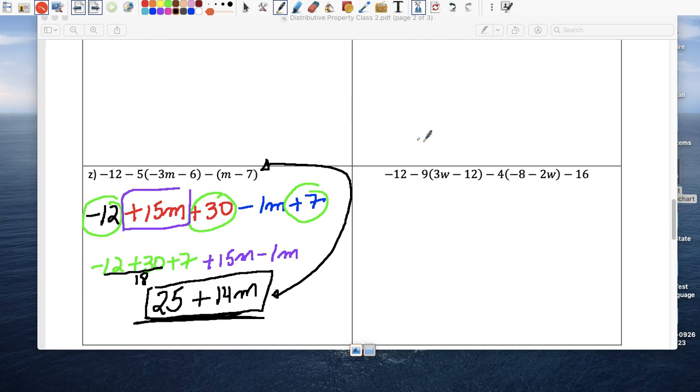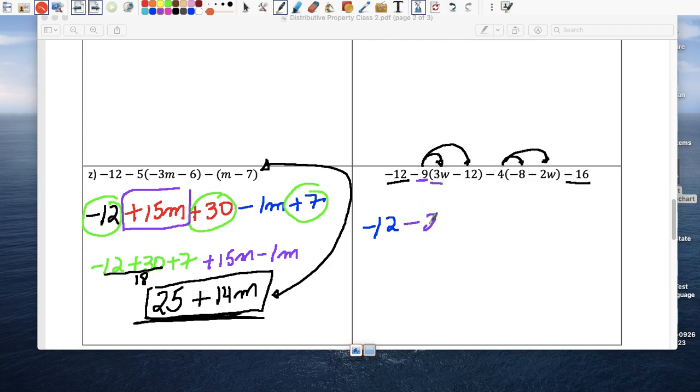Last question. Let me recognize where the distributive property is happening. It's happening here. And it's happening here. Okay? So we have two numbers currently, negative 12 and negative 16, who are going to just wait a little bit. So let's start. So negative 12, let me put them on right there. And let me start multiplying. So you've got to make sure you know if the numbers you're multiplying are positive or negative. So we have a negative 9 and a positive 3. A negative and a positive is a negative.